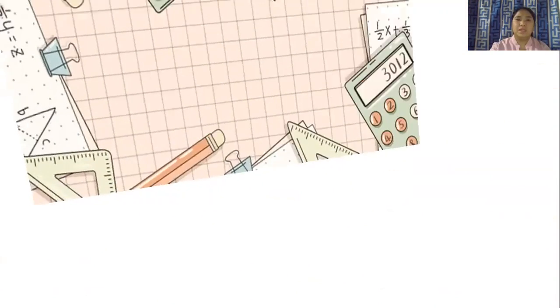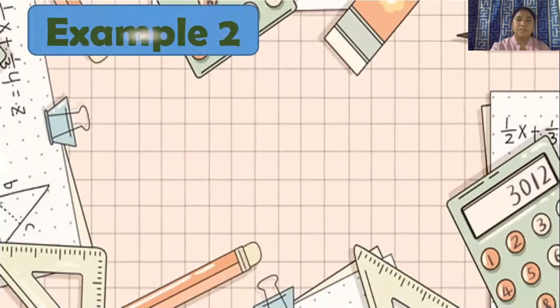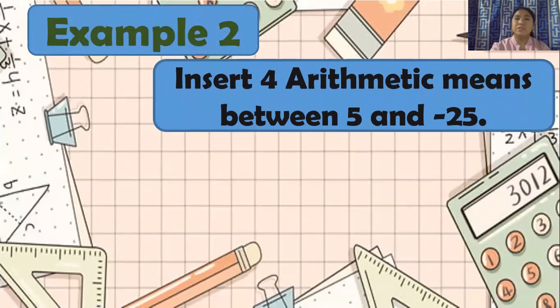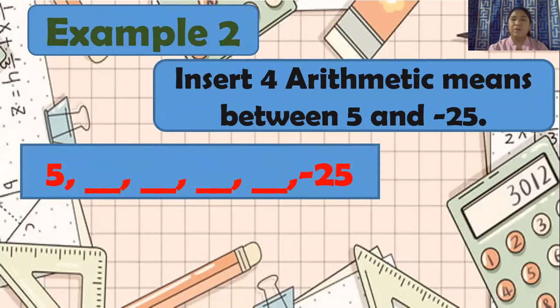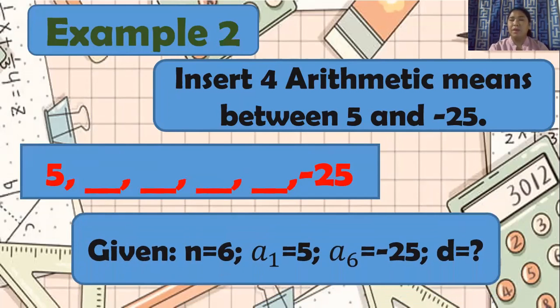So, that is arithmetic mean. What about the next example? Example 2. Insert 4 arithmetic means between 5 and -25. So meron na tayong 4 na arithmetic means, may 4 na terms sa pagitan ni 5 at ni -25. How do we find out? If we're going to illustrate, that is 5, blank, blank, blank, blank, -25. How can we solve for that? Let us have the given. We have n is equal to 6.